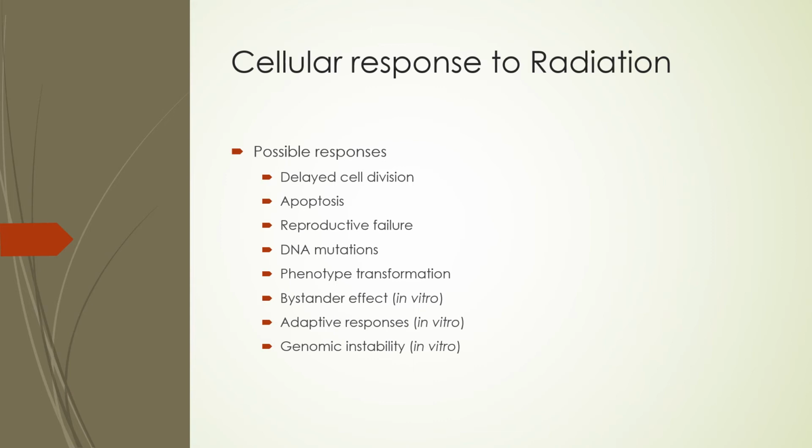A number of effects have also been observed in vitro. The first is a bystander effect. In this effect, irradiated cells or tissues can produce deleterious effects on non-irradiated cells or tissues. The second effect is an adaptive response. In this effect, irradiated cells become more radioresistant to subsequent radiations. The third effect is genomic instability. In genomic instability, there is a delayed expression of radiation damage over many cell cycles after irradiation.